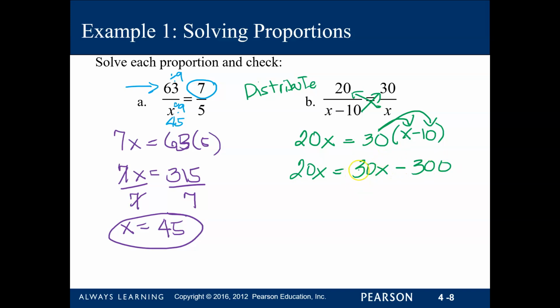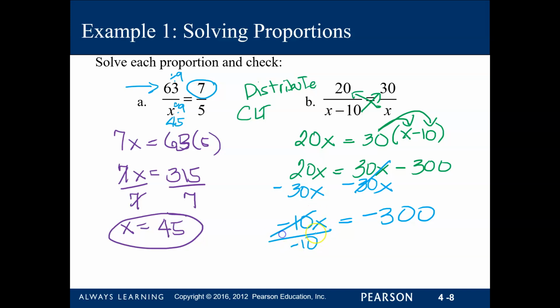And now our next step is combining like terms. We want all our x's on the other side of the equation. And so we will be moving negative 30x together with here. So this is minus 30x, so that is gone. So as you can see here on the left side, we have negative 10x is equal to negative 300. And solving for x, we divide by negative 10. And so x is equal to 30.